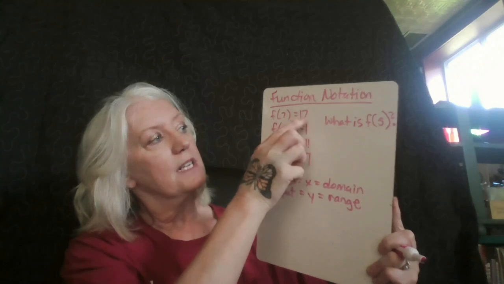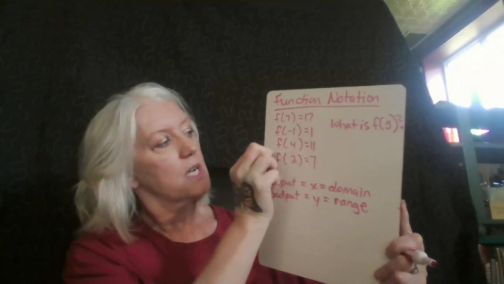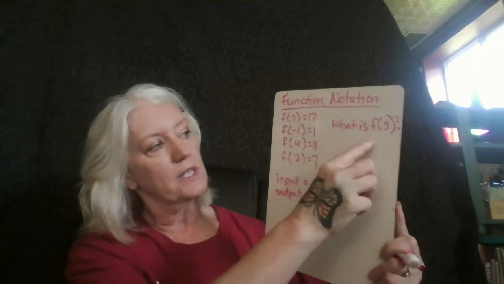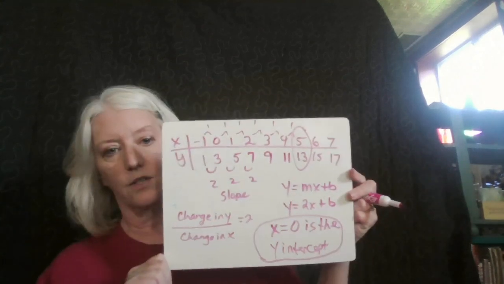If f of 7 is 17, if f of -1 is 1, if f of 4 is 11, and so on, what is f of 5? That means I need to know what is y when x is 5. We already know the answer. What is y when x is 5? It's 13. Okay, that's the answer to our question. We could tell that by the term table. But let's look at our equation.